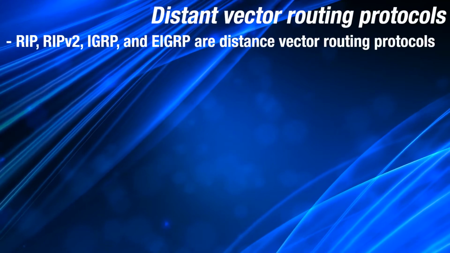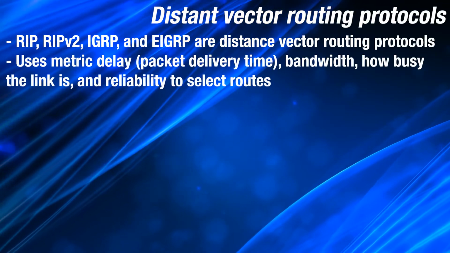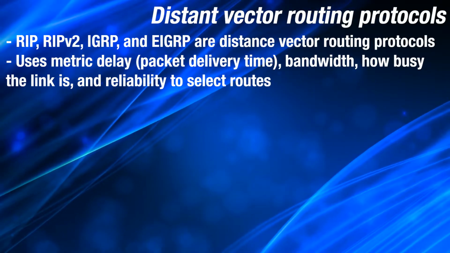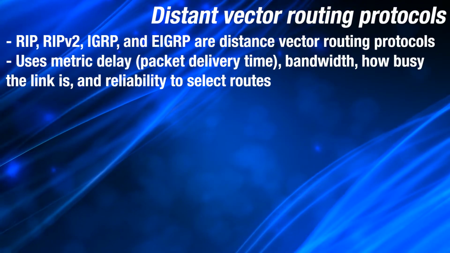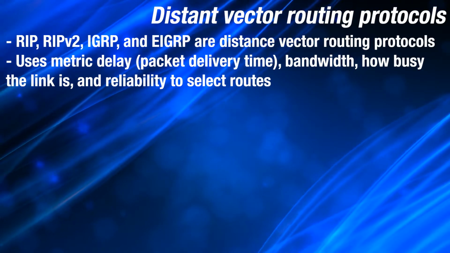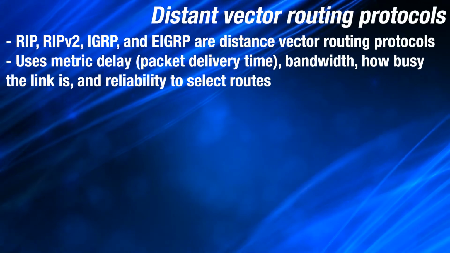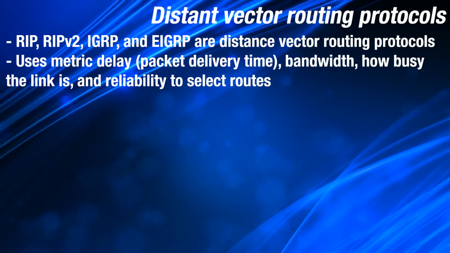Our next protocols are distance vector routing protocols. They can be summarized based on the fact that they use metrics such as delay, or packet delivery time, the amount of bandwidth, the amount of link traffic, and the reliability of the link. RIP versions 1 and 2 are distance vector routing protocols. IGRP and EIGRP are also distance vector routing protocols. Let's talk more about RIP.